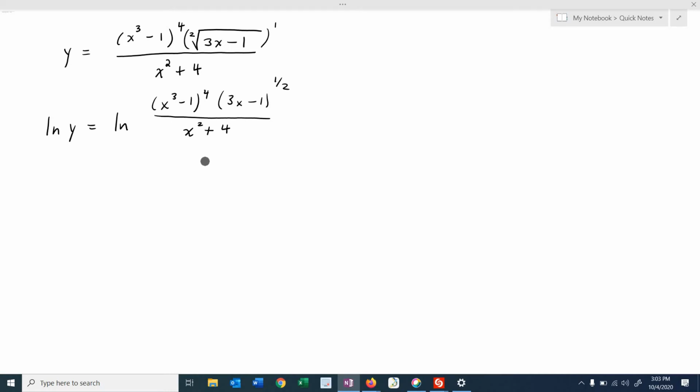Now, why are we doing this? Because we can take advantage of the properties that we just talked about for logarithms. We have division here, right? We're taking the natural log of two functions divided. So according to those properties, we can take the natural log of the top part, then subtract the natural log of the bottom part.